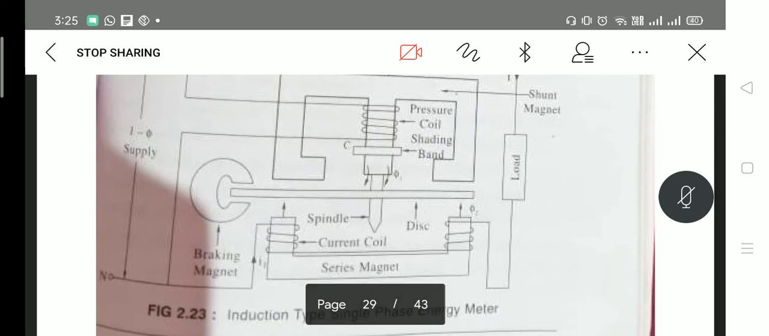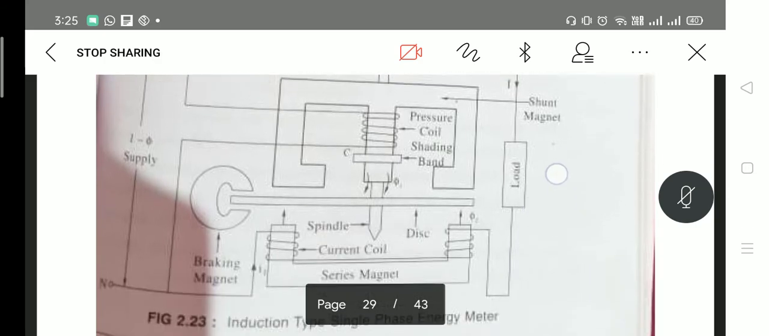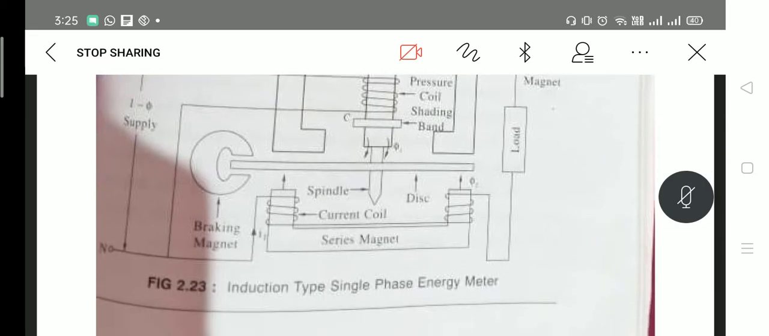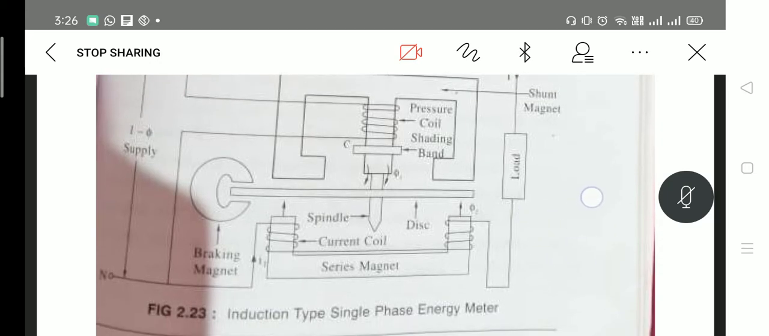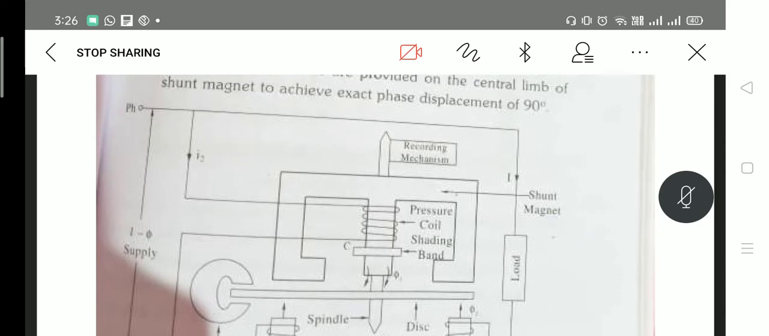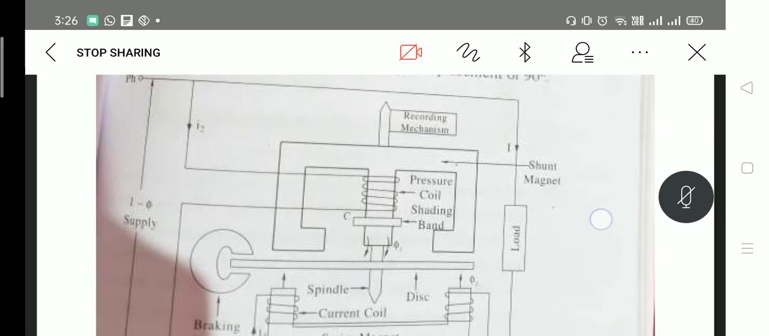Whenever we give the power supply, in the series magnet the flux produced in the current coil is phi 1, and the current on the secondary side, the load side, is I. In the same way, in the shunt magnet we get the flux phi 2, and the supply voltage on the load side is V.